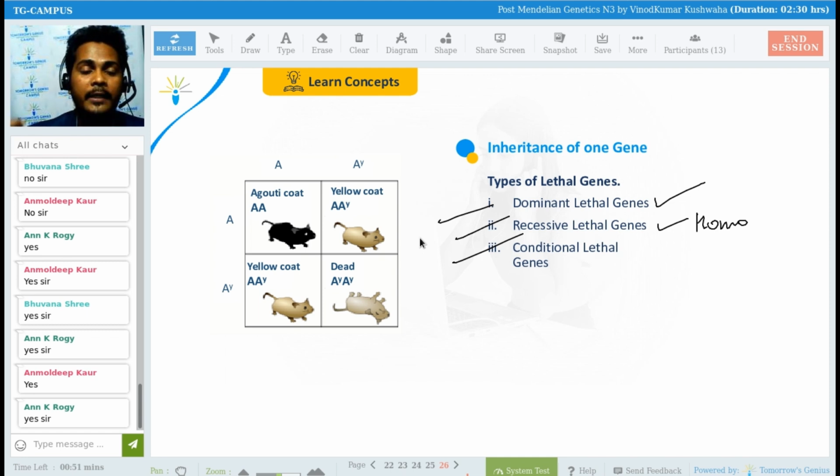So these are the different types of lethal genes. There are a total of 3 types of lethal genes: one is dominant, another is recessive, and the third one is the conditional lethal gene. Is this clear?